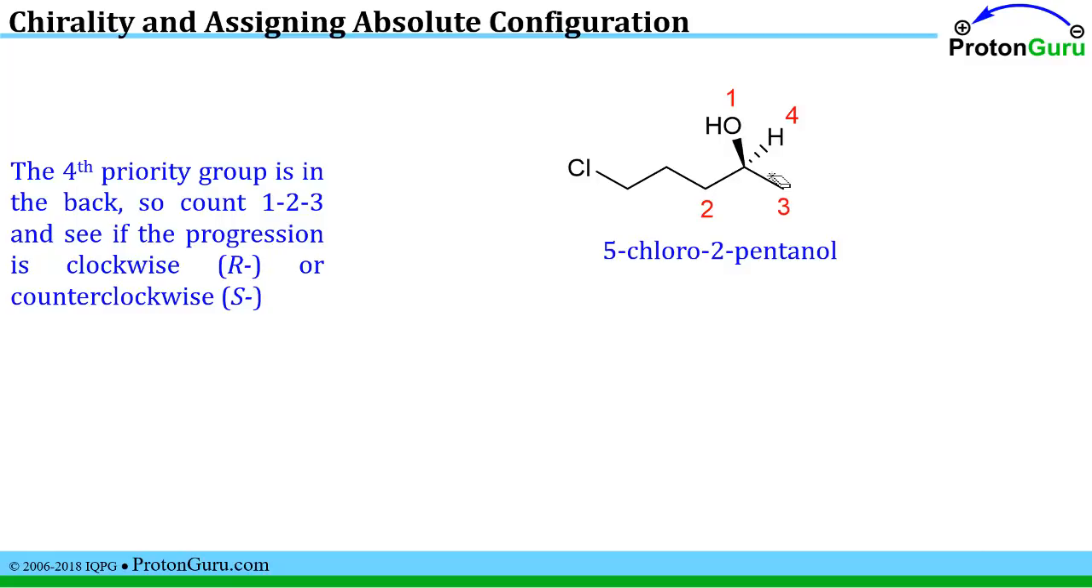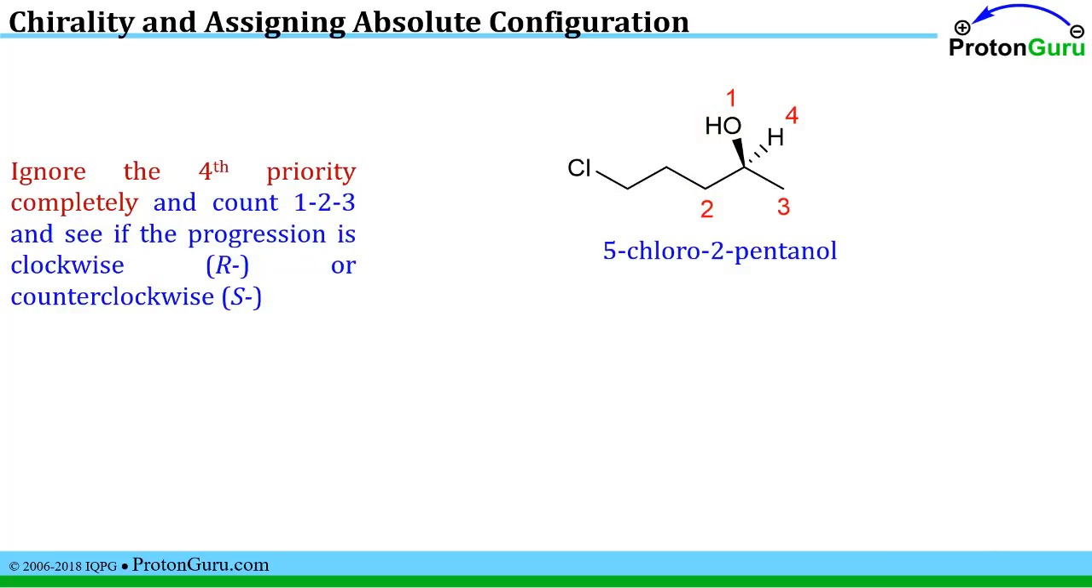Now when you assign the R or S label, it's important where that fourth priority group is. That's what you look for first. Here the fourth priority group is in the back. If your fourth priority group is already pointed away from you, you just count from 1 to 2 to 3, the first priority to second priority to third priority, and see if that progression is clockwise, and if it is, you have the R configuration, or counterclockwise, which would indicate an S configuration.